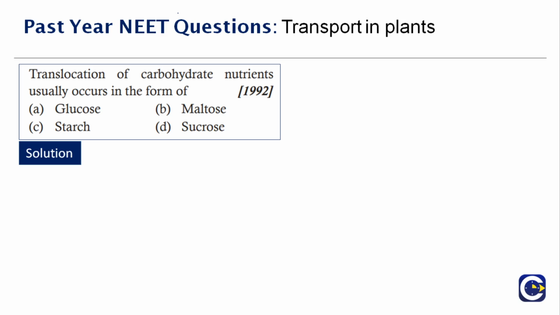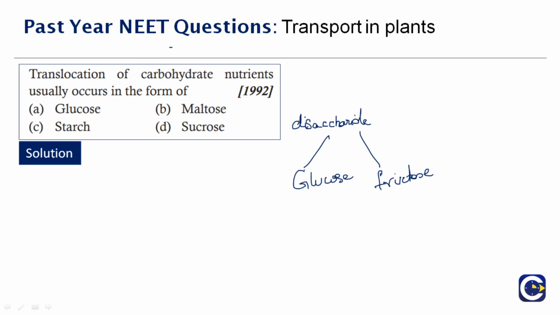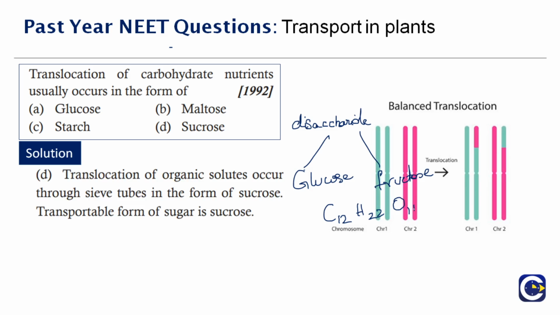See, sucrose is a common sugar. It's basically a disaccharide, which means it is composed of 2 monosaccharides. What does it contain? It contains glucose and fructose. Sucrose is produced naturally in plants, from which table sugar is refined. The molecular formula of this is C12H22O11. Therefore, the correct answer to this question is option D, sucrose.